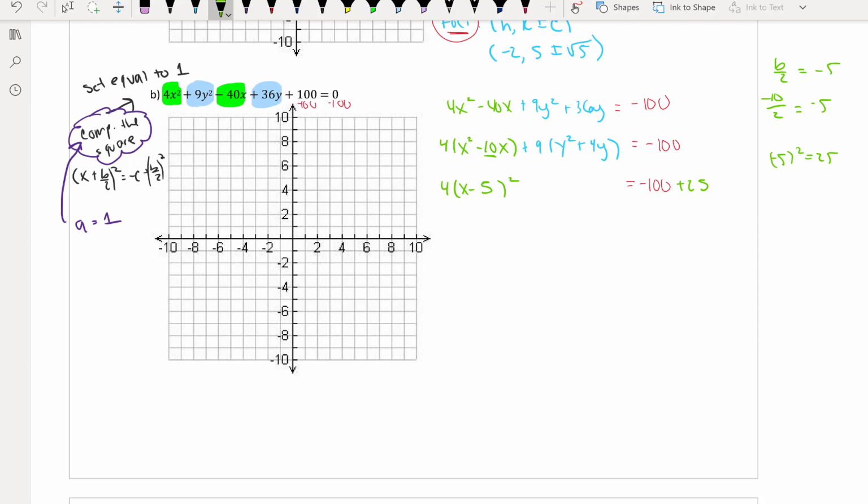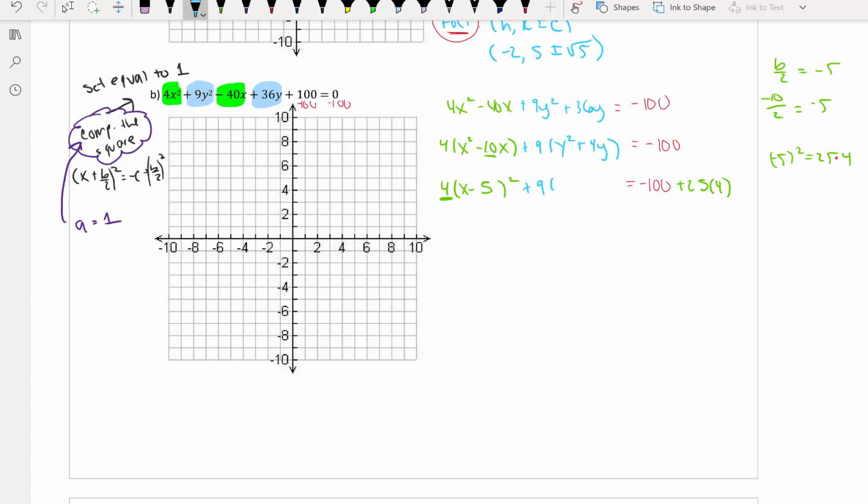Not only do I have to add that 25 to it, but I also have to do something else. I also have to multiply that 25 by the number out in front. That number out in front is 4. So I have to account for this number as well. So you have to be careful about that. So it's 25 times that number out in front, which is a 4. So let's see if we can do that again with our blue.